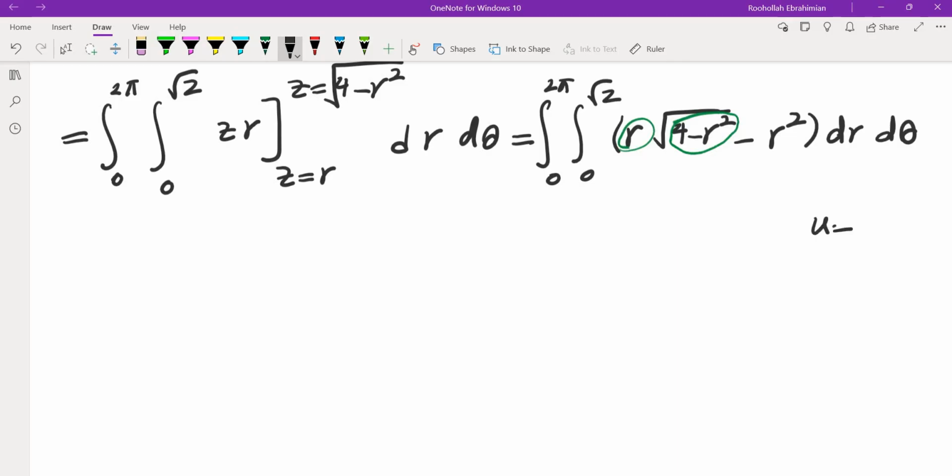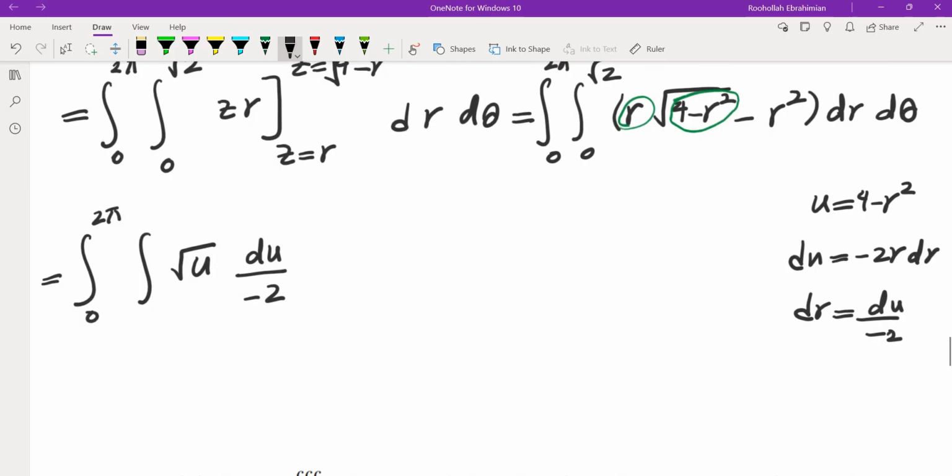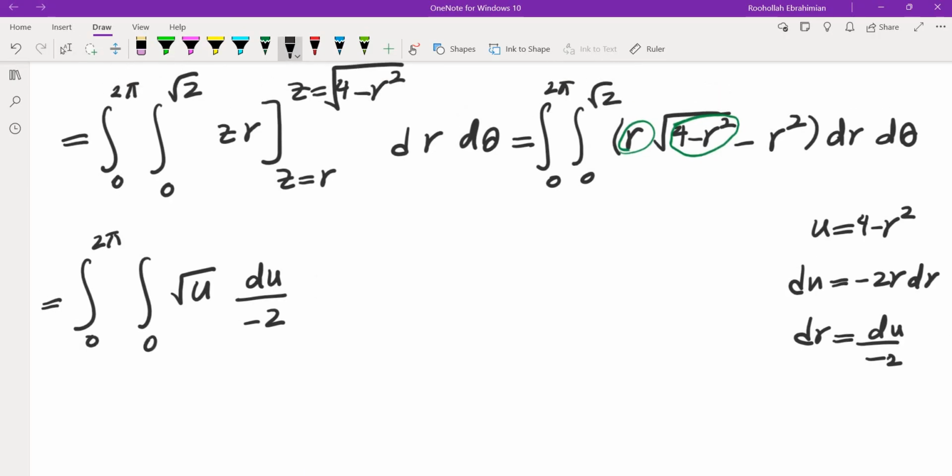If we do u equals 4 minus r squared, we would get this integral from 0 to 2 pi. The first one becomes an integral. So du is going to be negative 2r dr. And this gives us root u and then du over negative 2, because r dr is du over negative 2. Although really at this point, you probably should be able to do these integrations without u substitution. So we get 0 when we plug in r equals 0, and when we plug in r equals root 2, we get 2. So this is the first integral.